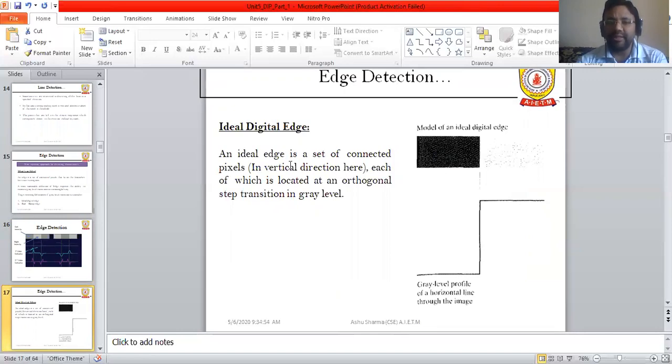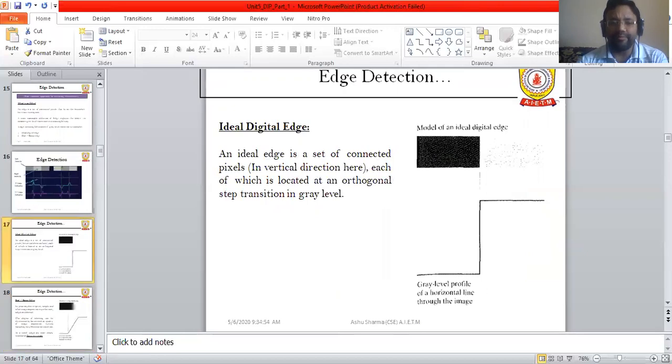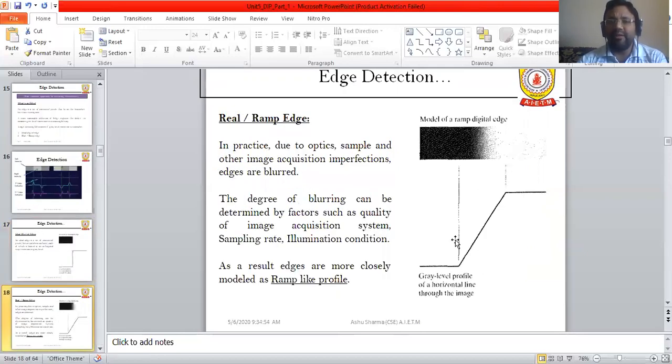So this is the example of an ideal edge: a set of connected pixels in vertical direction here, each of which is located at an orthogonal step transition in gray level. This is the real ramp edge. In practice, due to optics, sampling and other image acquisition imperfections, edges are blurred. So this is the ramp profile.